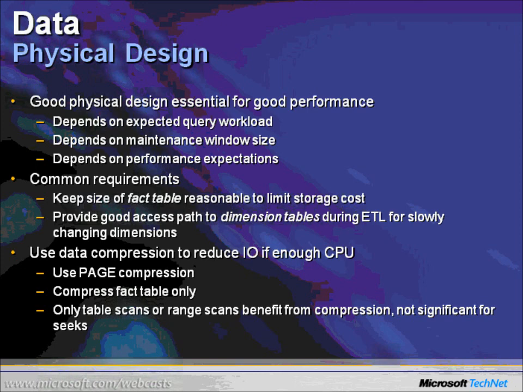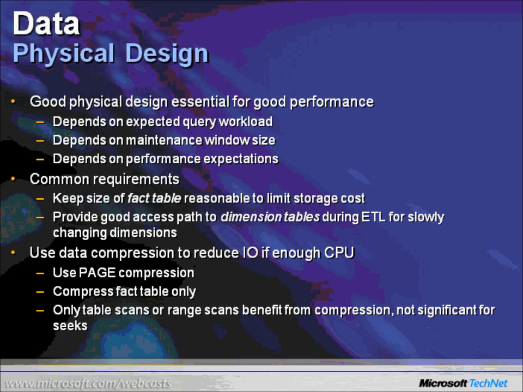The ideal physical design depends on your query workload, your maintenance window size, and your overall performance expectations. But there are a few common requirements. We want to keep the size of the fact table reasonable to limit storage costs. That's related to why we may not want to create too many indexes on the fact table. That'll make the fact table bigger. We also want to compress the fact table to make it smaller.